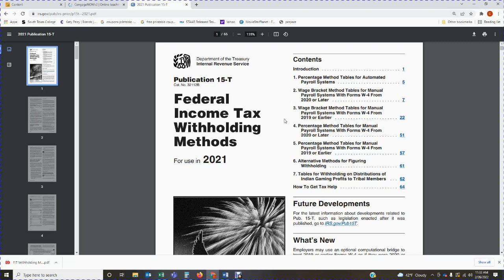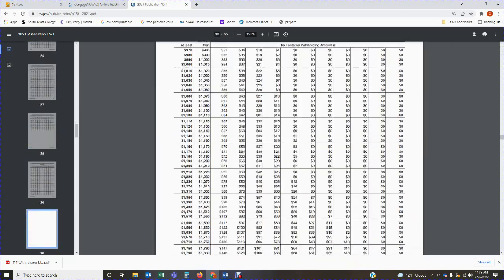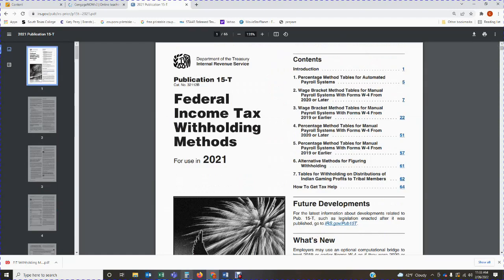And then we've got the percentage method. So we're using number 2 and number 4. So we've got the forms here. I recommend that you download them. They're just easier to see. You can make the screen bigger, whatever works for you. That is just my recommendation that you print them out.